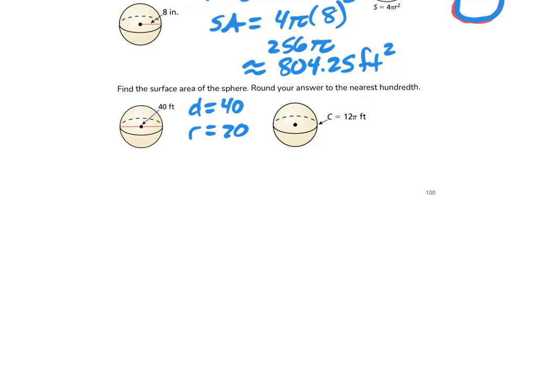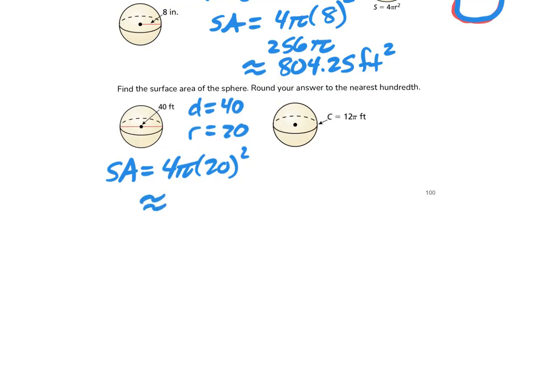So you have to pay attention to what that line is. Is it half the circle, because we have a circle on the inside of that figure, or is it the entire thing? So here the radius is 20. And so then it's just 4 times pi times 20 squared. Just make sure you're using the radius.